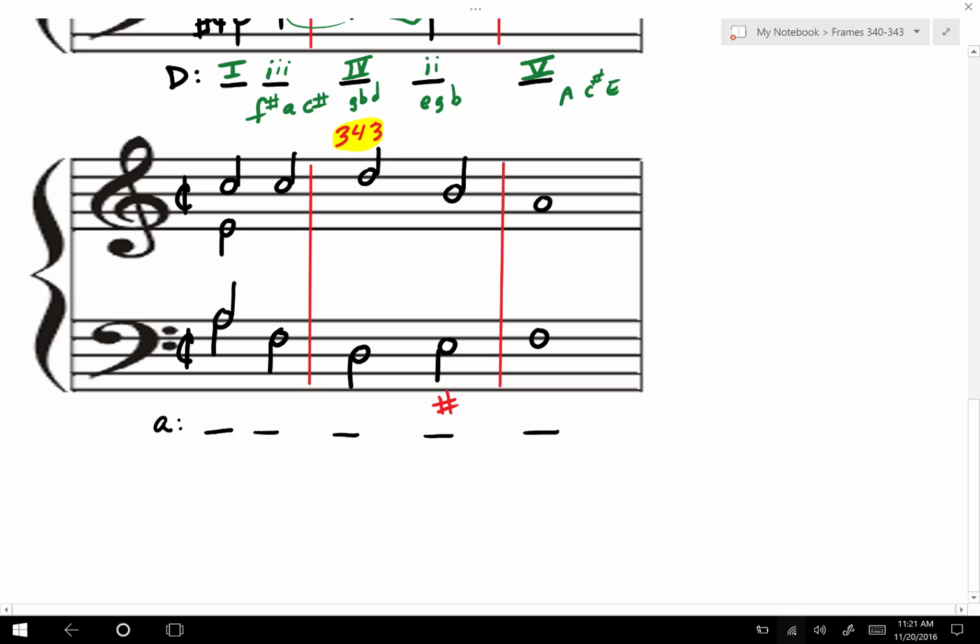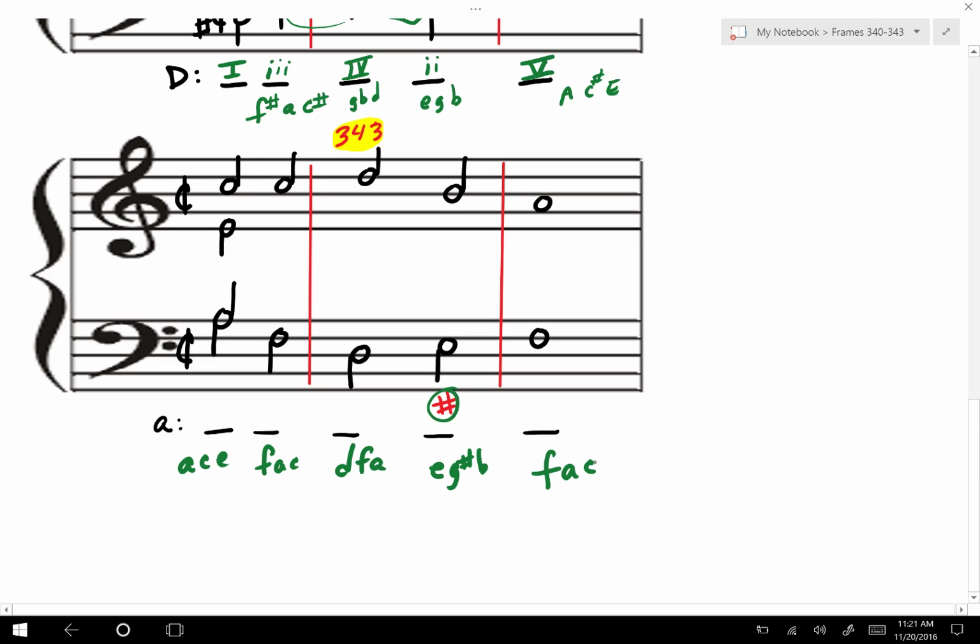Let's look at frame 343. Okay, we are in the key of A minor. Our first triad is A, C, E. Our next triad is F, A, C. The next one, D, F, A. The next one, E, G sharp, B. Why G sharp? Because of the figured bass sharp sign. I think this is harmonic minor. The last chord, F, A, C.